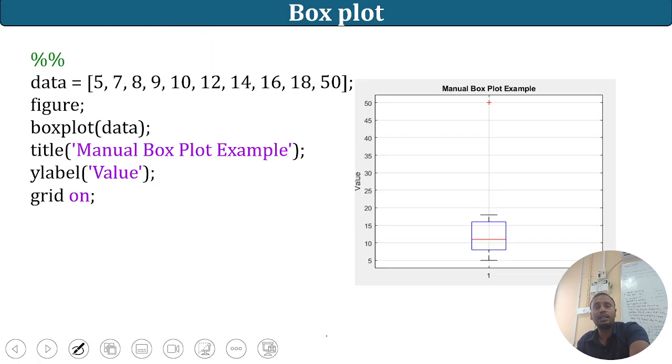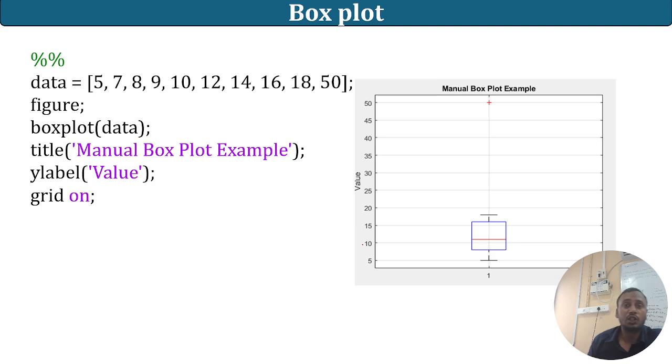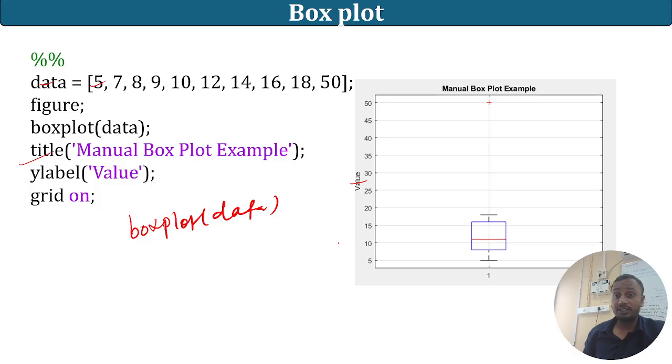So this is all about the box plot. To draw the box plot, let's say the data example is 5, 7, 8, 9, 10, 12, 14, 16, 18, 15. To plot the box plot, we have to draw the box plot of the data. The title will be the manual box plot data, then the Y label is the value, and the grid is on.